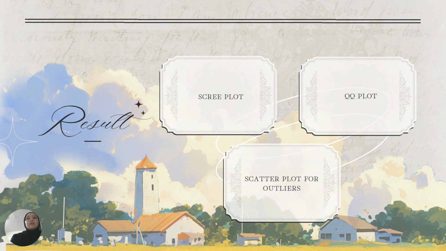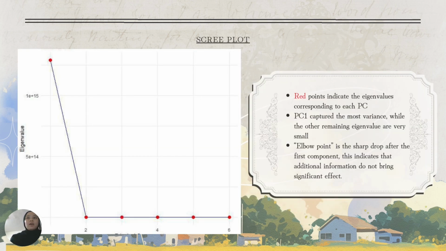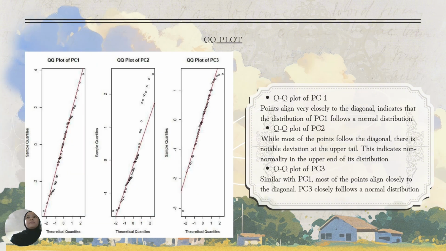We obtained 3 graphs: scree plot, QQ plot for each principal component, and scatter plot for outliers. This scree plot shows that PC1 has the highest eigenvalue, and the point drastically dropped after PC1, and this is called the elbow point. Next, we have the QQ plot. This plot is to show if the distribution of each principal component follows a normal distribution or not. For PC1, most of the points align with the diagonal, which indicates that it follows a normal distribution. For PC2, there are some points that align with the diagonal and some are not. Lastly, for PC3, most of the points align with the diagonal and only a few are not aligned.